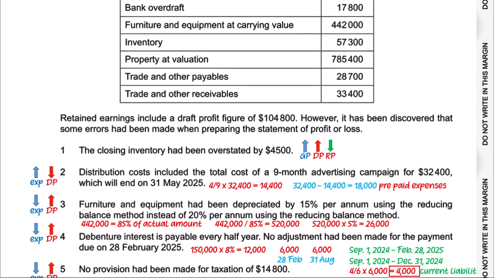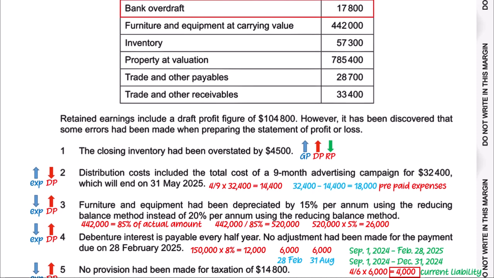a liability. Okay. Bank overdraft is also a current liability, right? Furniture and equipment is a non-current asset, which is actually $520,000. Well, after subtracting the 20% depreciation, its carrying value becomes $416,000. And we will show this amount in the statement.